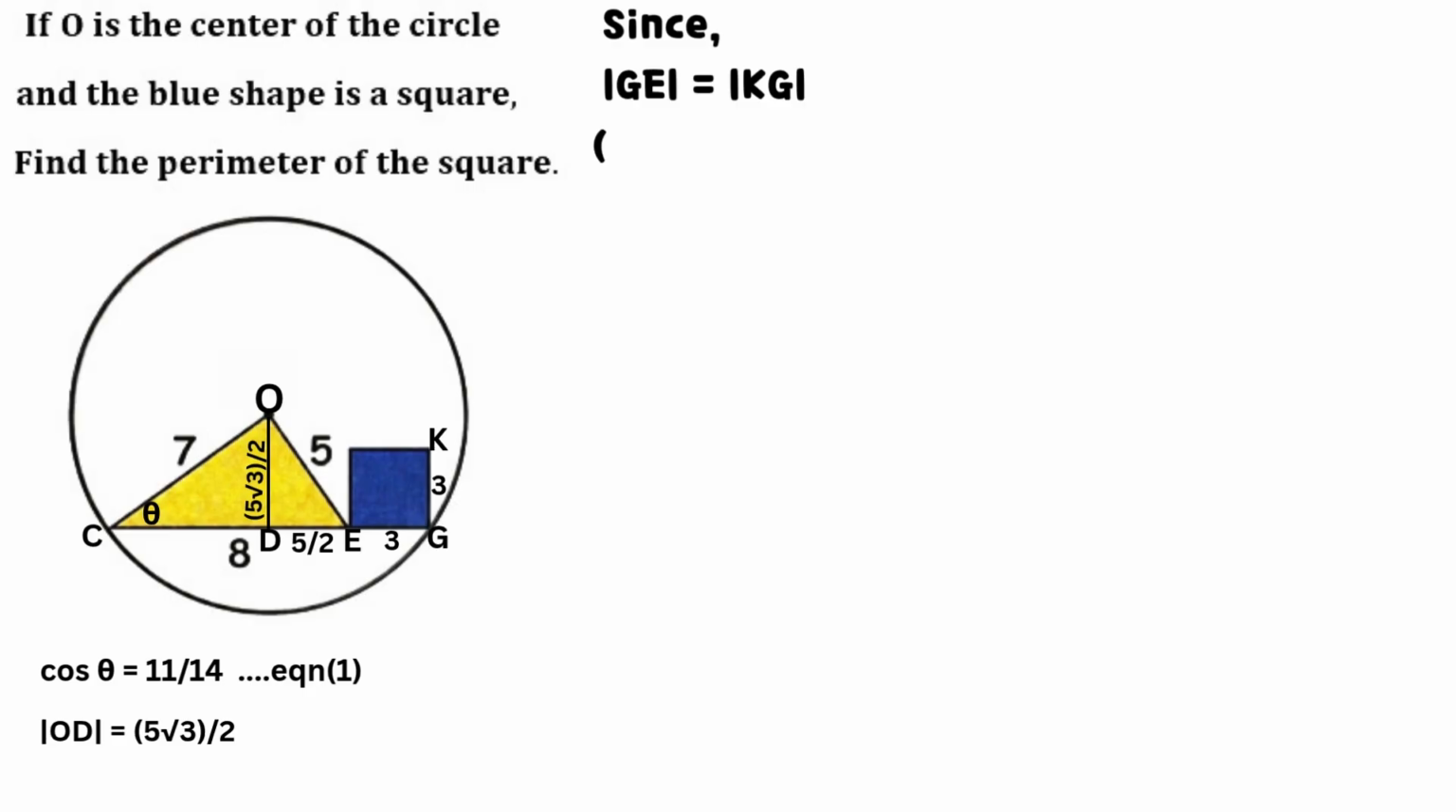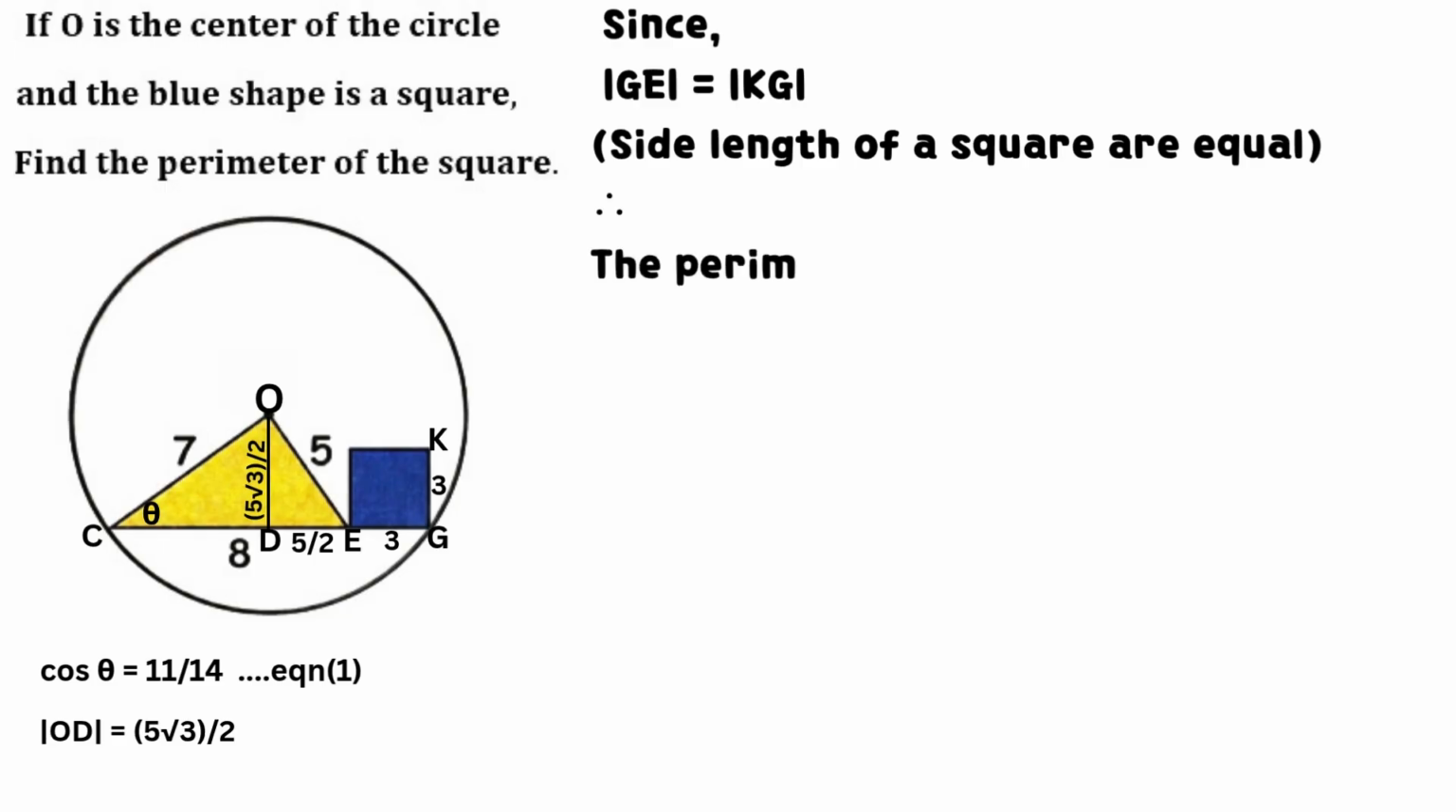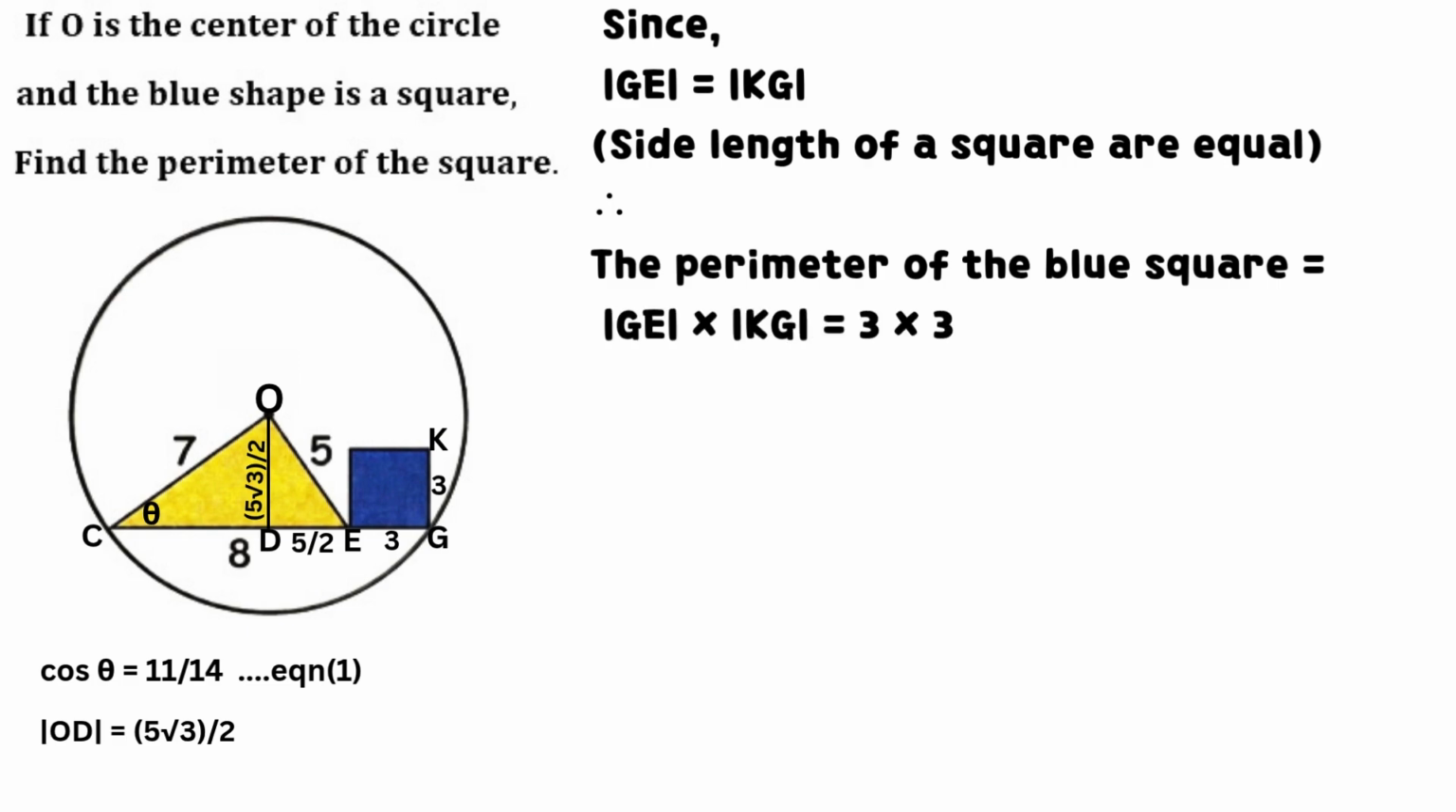After substitution of values. Since line GE equals line KG, because side lengths of a square are equal. Therefore, the perimeter of the blue square equals the product of line GE and line KG, which equals 3 times 3. The result is equal to 9 square units.